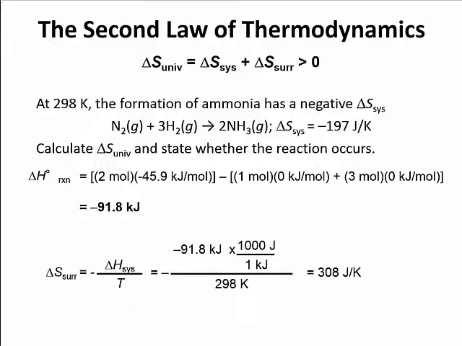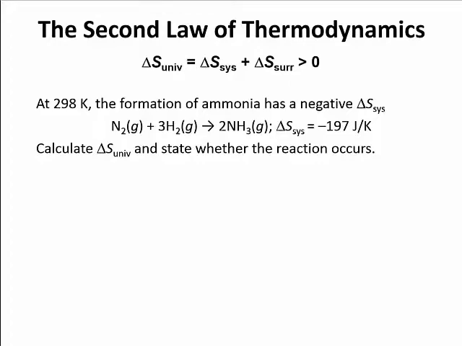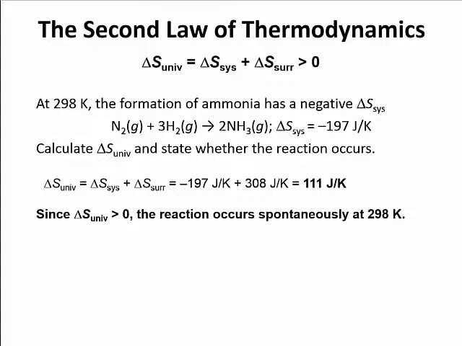Now that I know my delta S of my surroundings, I can calculate my delta S of my universe. So I simply plug into my equation. Well, delta S of the system was a negative 197 joules per Kelvin. Delta S of the surroundings was 308 joules per Kelvin. That gives me 111 joules per Kelvin. So is this reaction going to occur as written? Is it spontaneous as written? Well, since delta S of the universe is greater than 0, the reaction is going to occur spontaneously at this temperature.